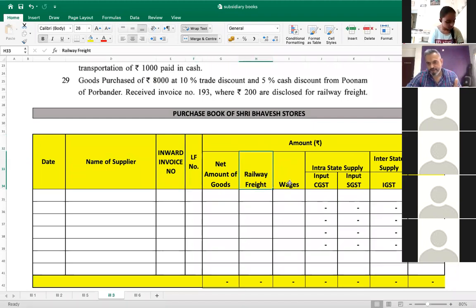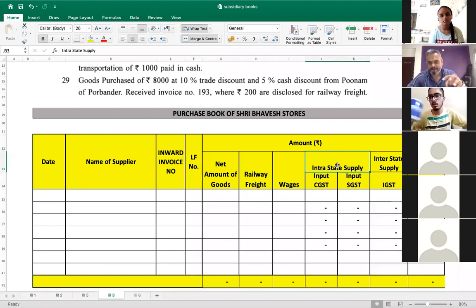Then railway freight is given, wages are given, interstate supply. Intrastate supply means what? Within Gujarat, okay? If we are right now learning books of accounts of businesses which are registered in Gujarat, and he is buying from somewhere within Gujarat, then we call it intrastate, that is, within the state. Interstate means from Maharashtra, Madhya Pradesh, Rajasthan. Okay, so then you have interstate supply, for which you have IGST.